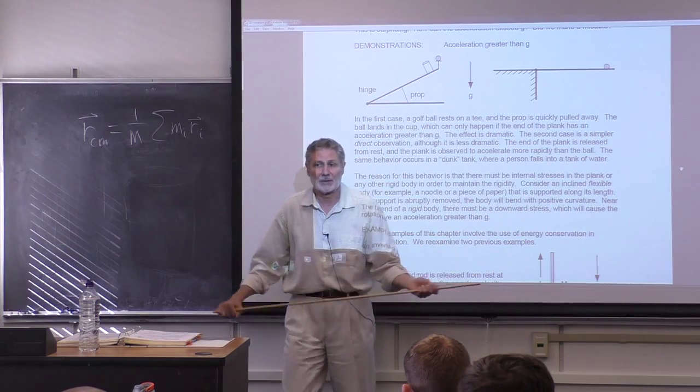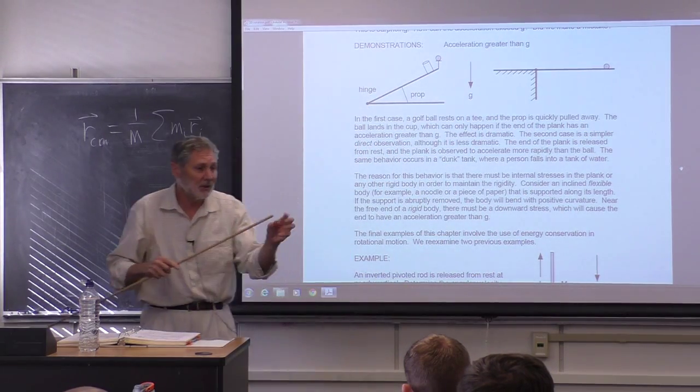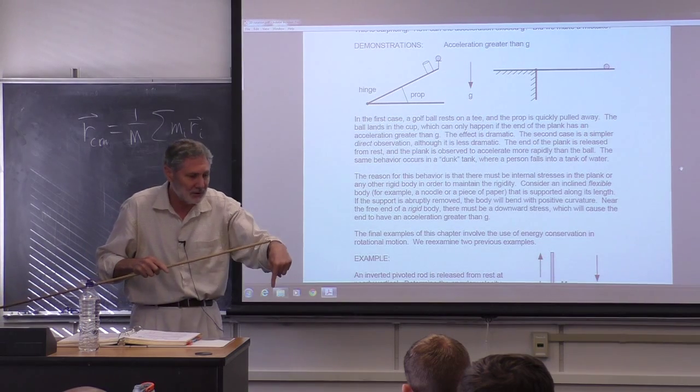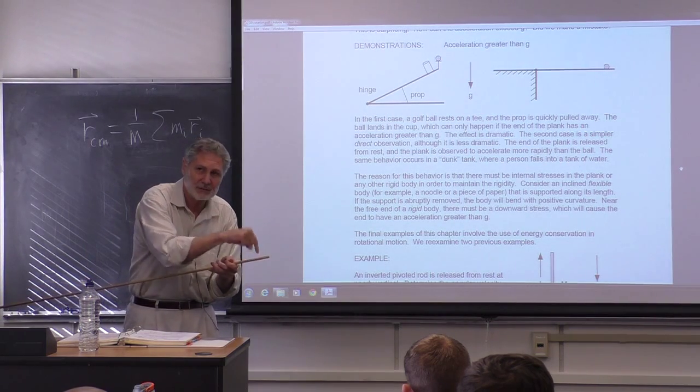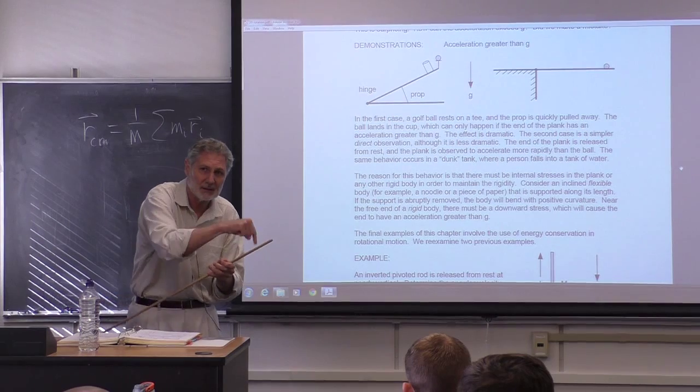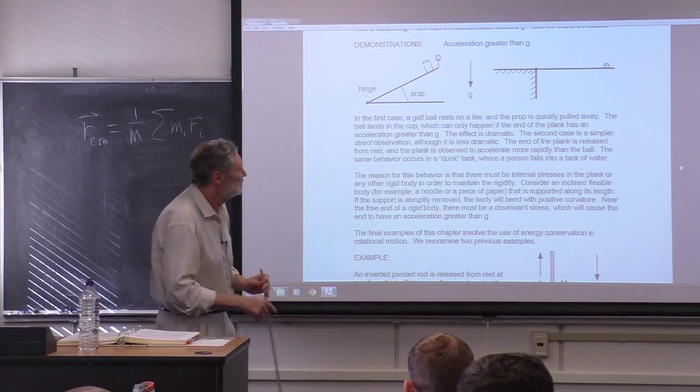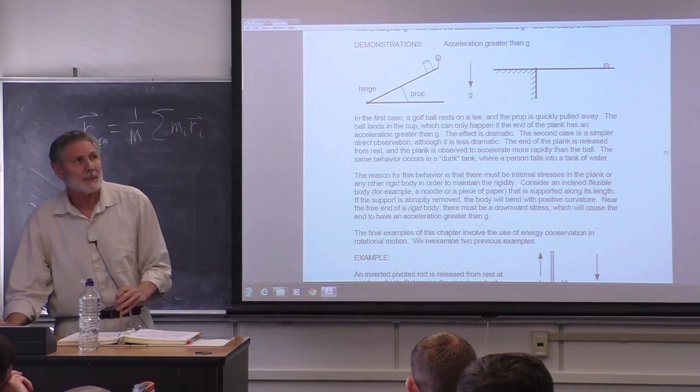To keep this rod straight, this thing has to accelerate greater than g. On the little bit of mass at the end here, in addition to gravity, there's this stress, a force due to the rod acting down on it. That's why it's there.